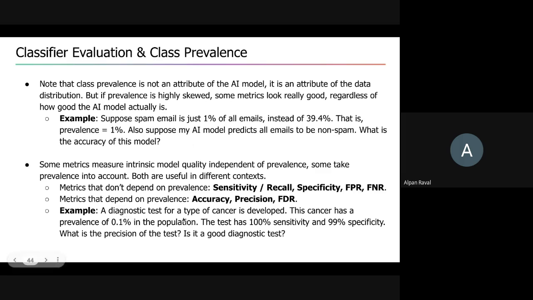So let's say you have a concrete example, right? Suppose you have a diagnostic test for a type of cancer, and the cancer itself has a prevalence of 0.1% in the population, which is actually a high prevalence, but just for the sake of this example, the test has 100% sensitivity and 99% specificity. So these numbers look really good, right? What is the precision of this test?